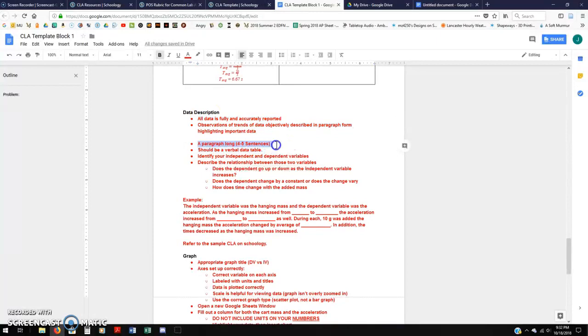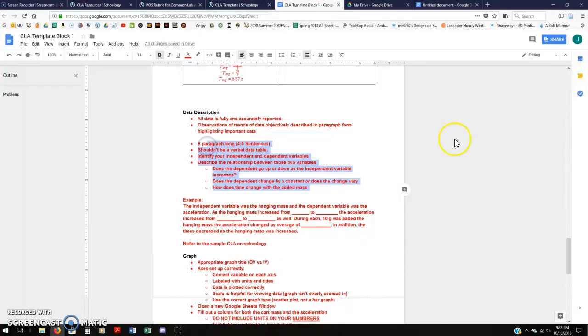Your data description itself should be about a 4 to 5 sentence paragraph. This shouldn't be a verbal data table. We don't want to do that. Try to identify your independent variable and dependent variable in your first paragraph or your first sentence, and then begin describing the relationship between these two variables. Once again, does the dependent variable go up or down as the independent variable increases? Does the dependent variable change by a constant, or does the change vary? That's an important thing to kind of look at.